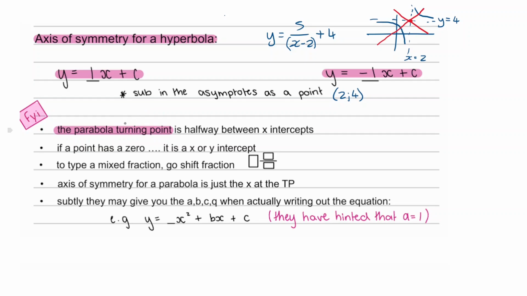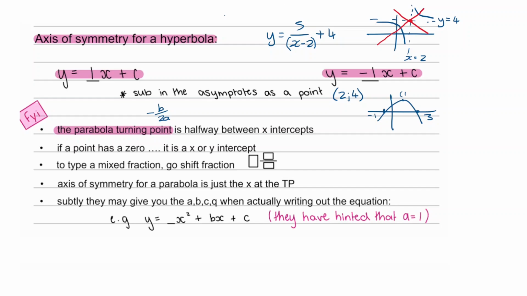Then the parabola turning point is halfway between the two x-intercepts. If I knew that these were the x-intercepts, and I got a complete blank and forgot the formula for working out the x value at the turning point, I can just say it's halfway between. This distance is 4, so halfway would be 2, so I must just go back 2 from 3, and I end up at 1.